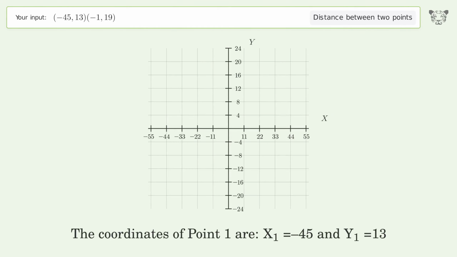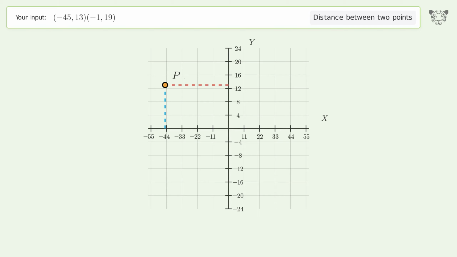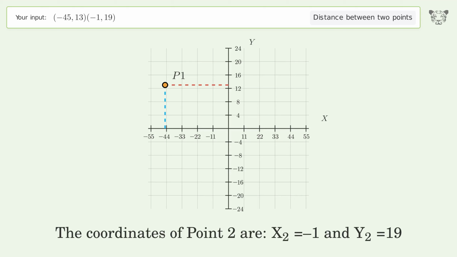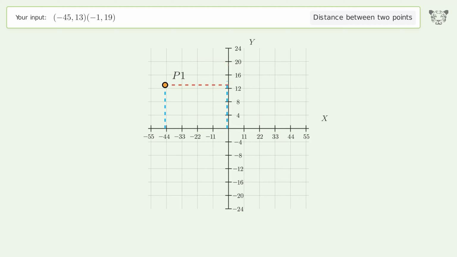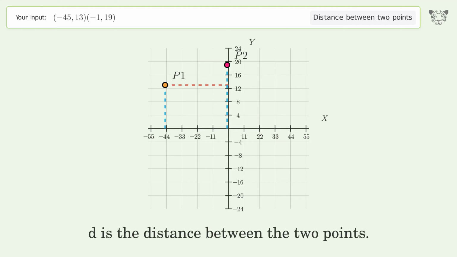The coordinates of point 1 are x1 equals -45 and y1 equals 13. The coordinates of point 2 are x2 equals -1 and y2 equals 19. D is the distance between the 2 points.